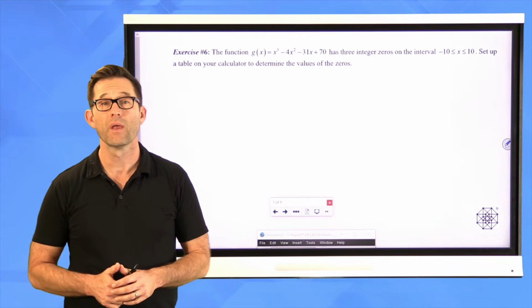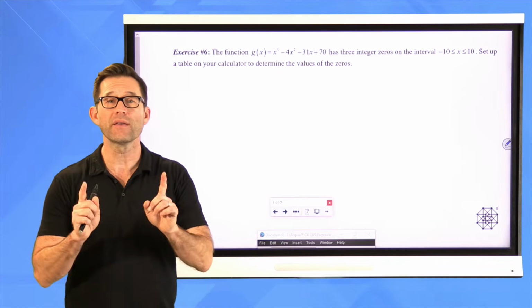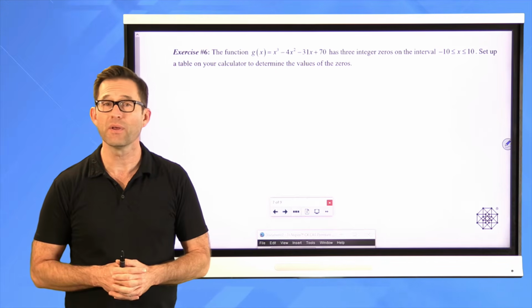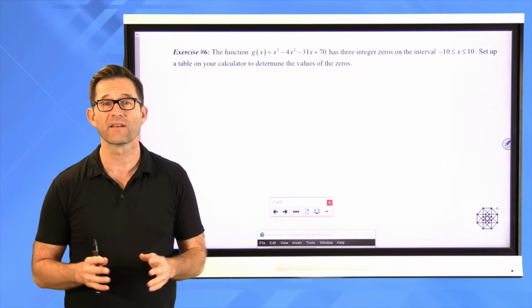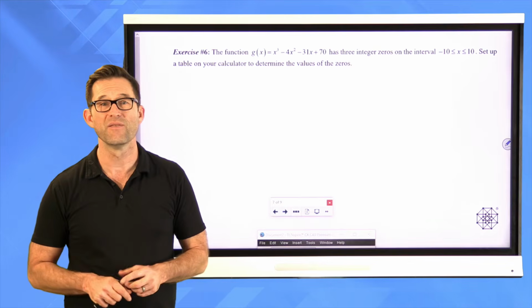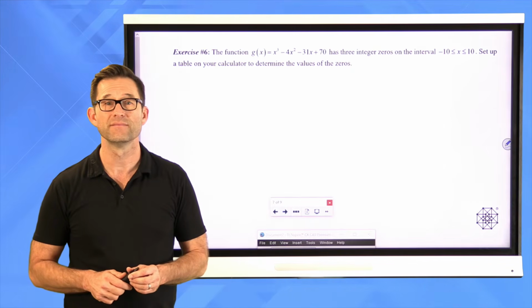All right, so we've done this twice now. I'd like you to take a shot at this on your own. It might be a little confusing because of that x to the third, but then we'll go through it and we'll use that technology to find those zeros. Pause the video now and see if you can figure them out.